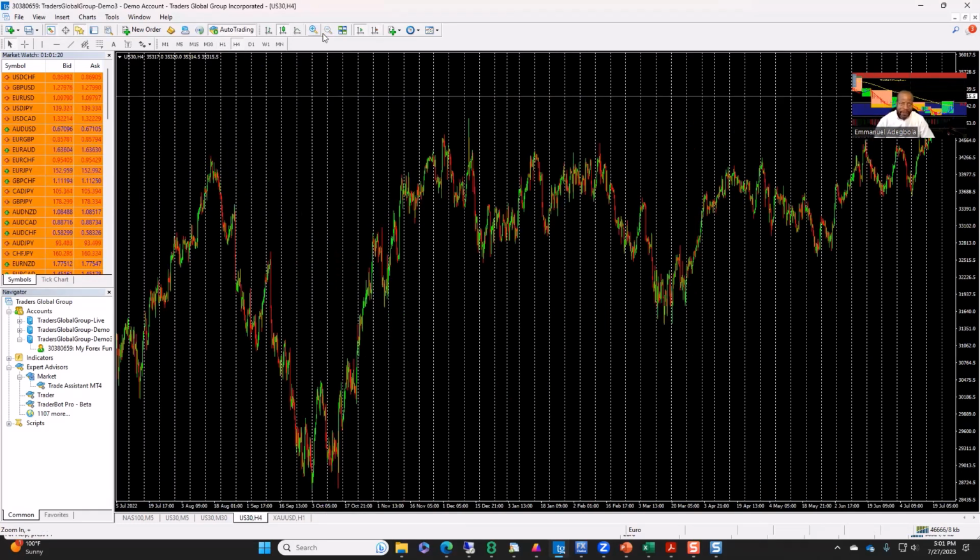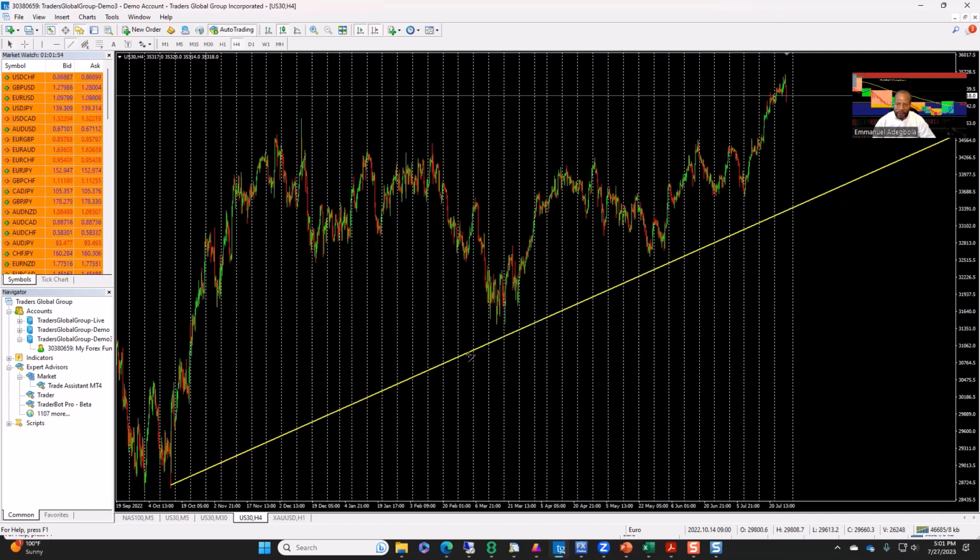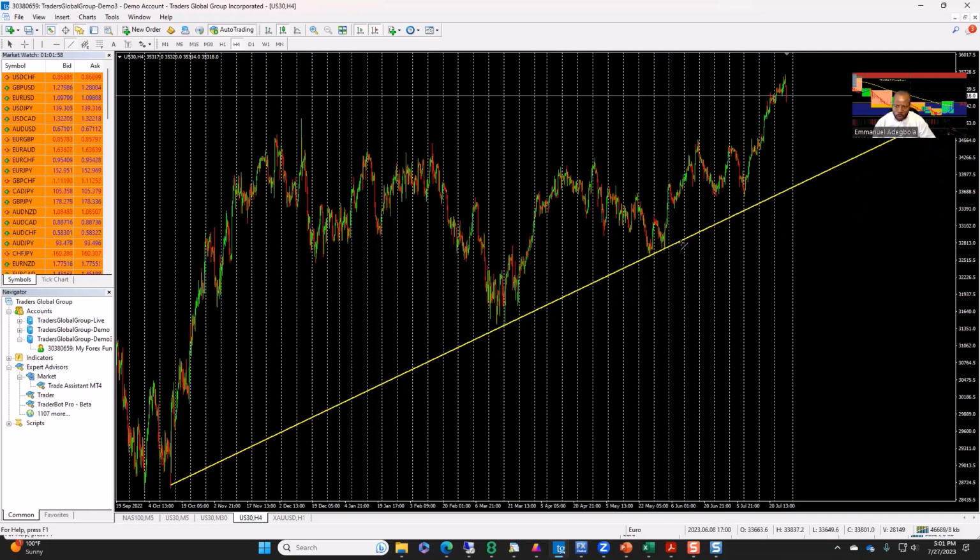This US 30 right here, and if you look at this, let's say we draw from here, you don't know what has happened. Let's say forget everything that has happened before here. Now you draw your trend line. Let me delete this one so not to confuse you. So you draw your trend line from here to here, right there.